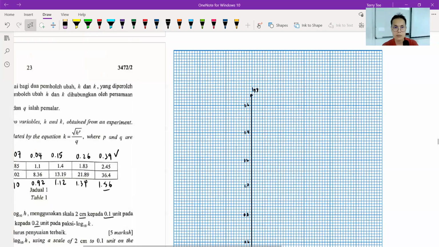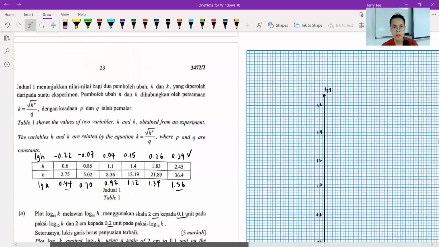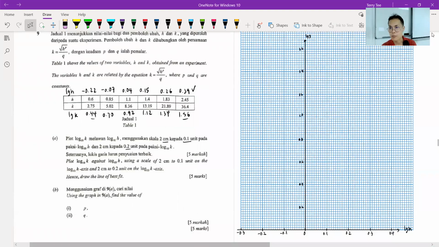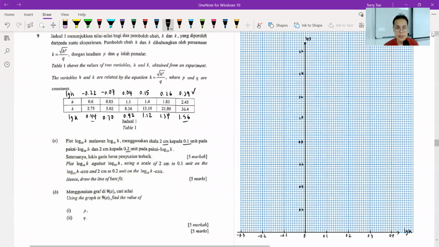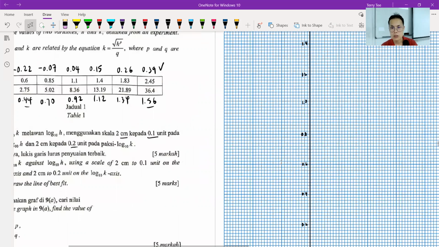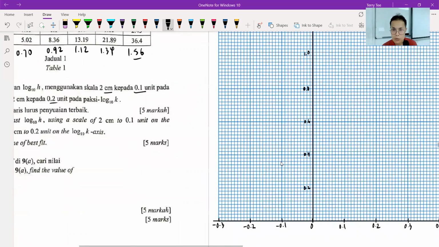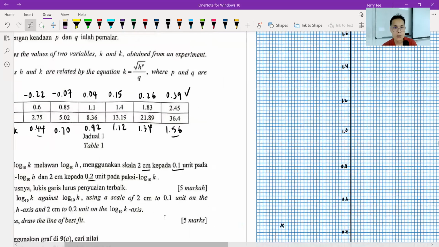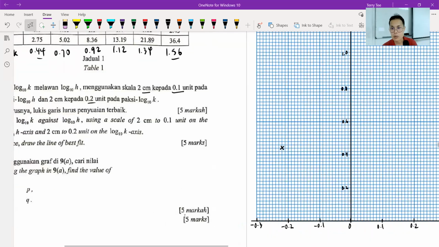With that, my scale is done. I have to plot the points. The first one, negative 0.22 and 0.44. Negative 0.22 is slightly here to the left. For 0.44, I should use two boxes. I can see here, negative 0.22 is here, 0.44 is here, put a cross. Now, the second point that I have to use is negative 0.07 and 0.70. 0.70 will be in between.